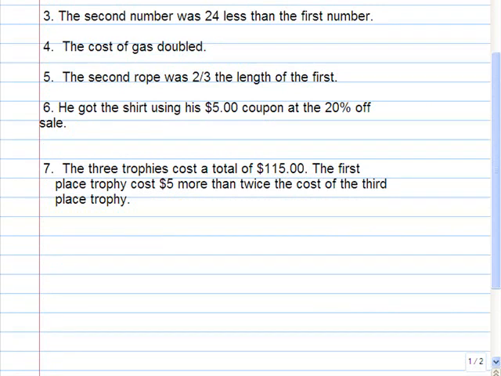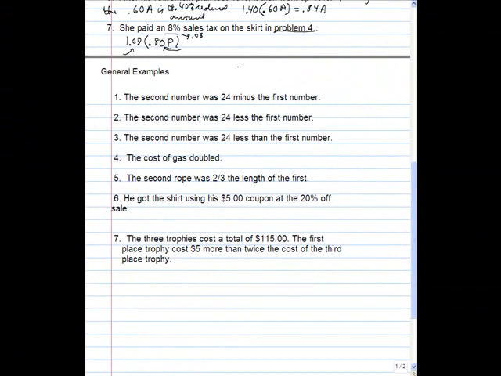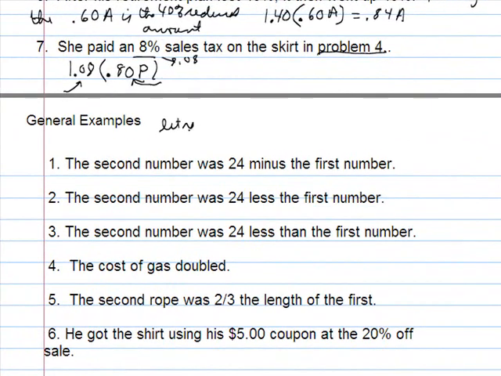When you have a problem in which a certain number is added to n, you can put the number in front or in back, because addition is what we call commutative. The order in which we add doesn't matter. The order in which you subtract does matter. So let's take a look at some words that would lead you to subtract. It says the second number was 24 minus the first number. So if I say let x be the first number, then the second number is 24 minus the first number x.